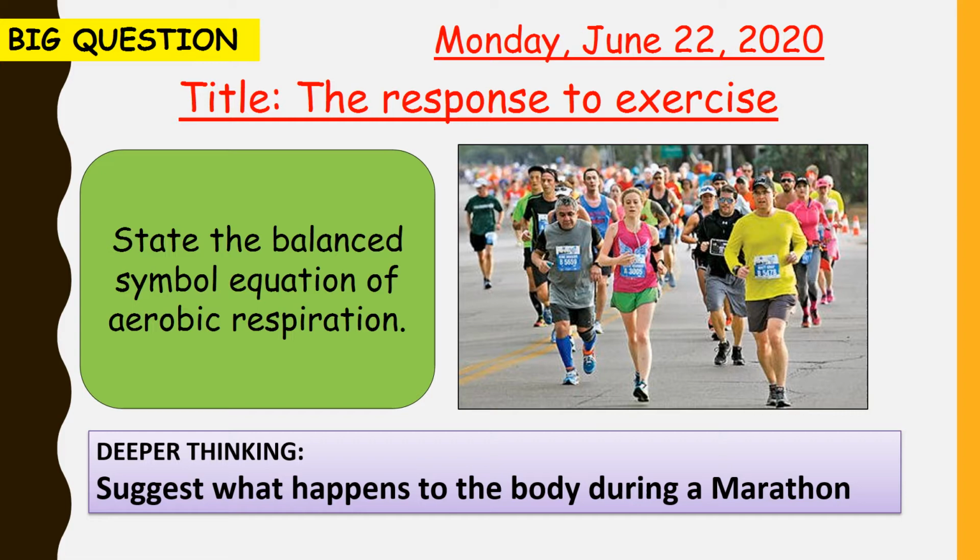So the first thing I want you to do from memory is try and write down the balanced symbol equation for aerobic respiration. Now, if you're struggling with that, then write down the word equation instead and see if you can get any of the symbols for any of the molecules underneath it. And then I would like you to suggest what happens to the body during a marathon. So if you are starting a marathon, what are the changes that happen in the body? So if you could pause the video and do that now, please.